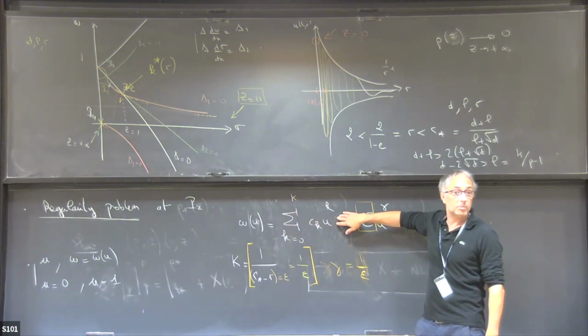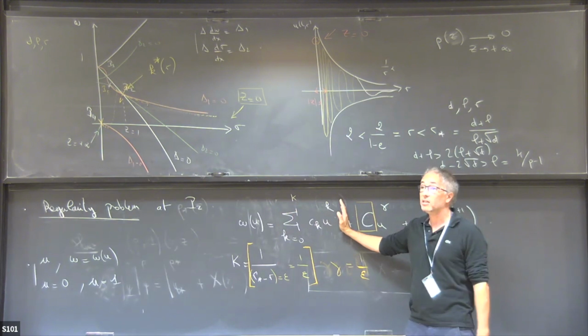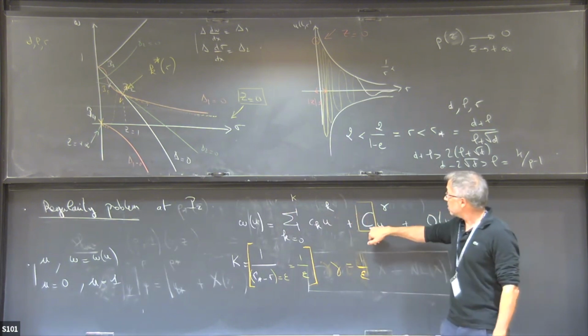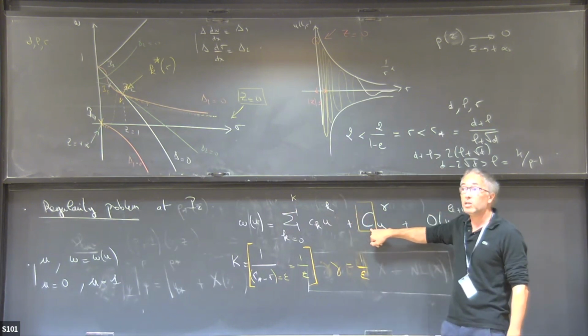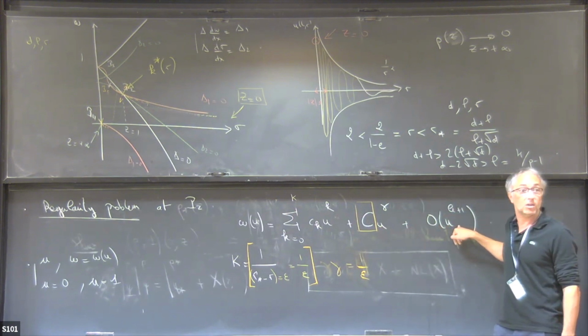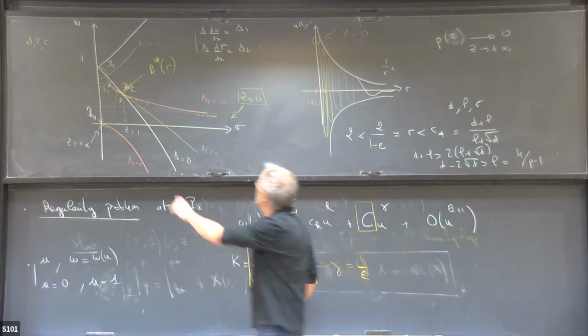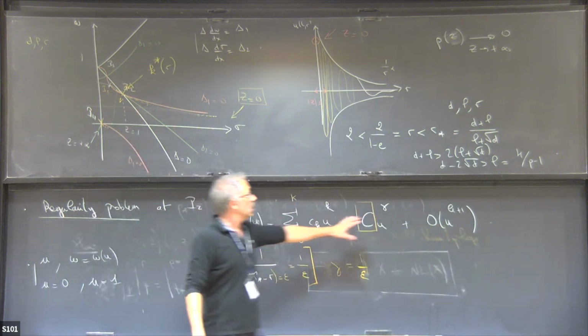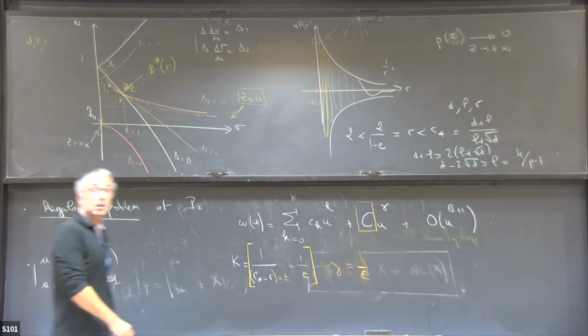So U equals 0 is P2. All solutions, this part is universal. This part is dependent on the data, and the dependence on the data is on this constant. You give me this constant, it computes the rest of the expansion. This is very easy. So this is the shooting problem at P2. Every solution is of this form.